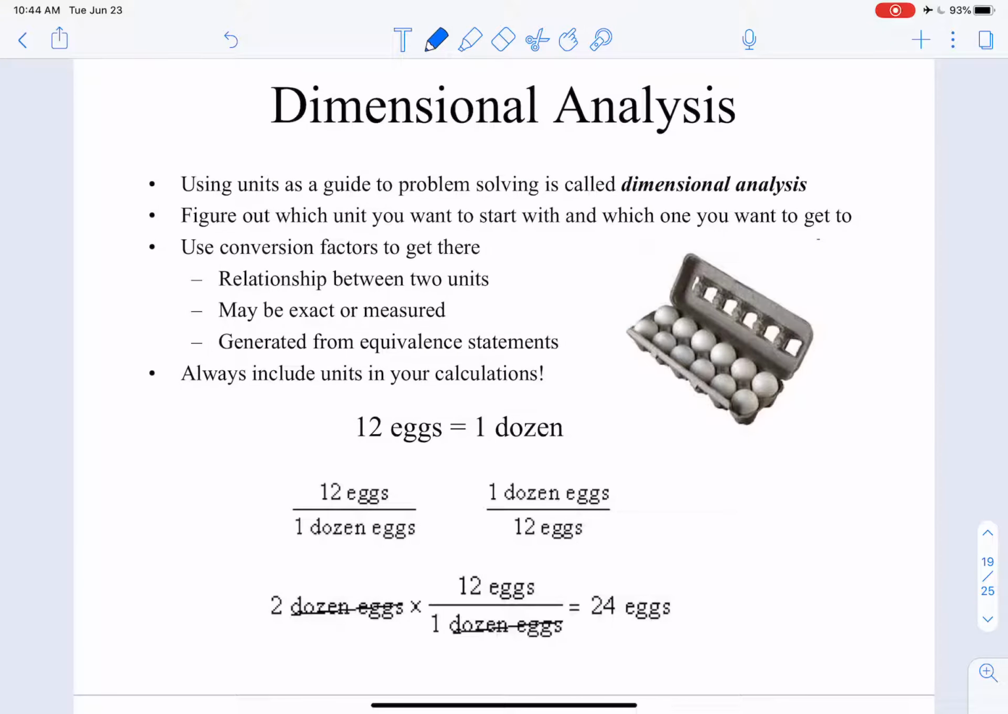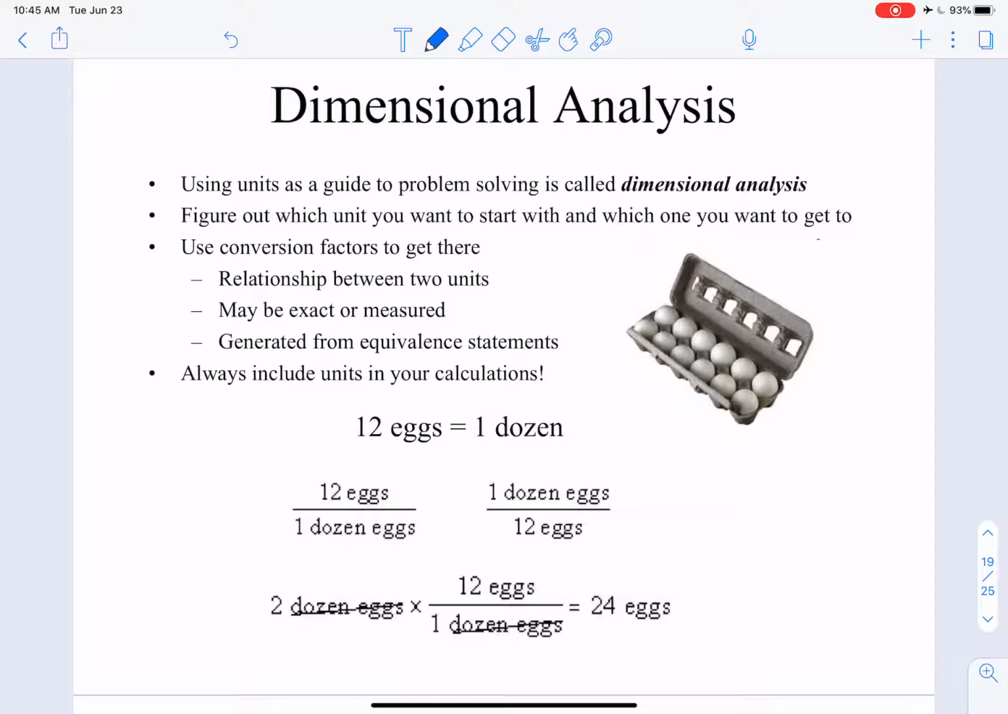So dimensional analysis means using units to guide you through a problem to get to the answer in the unit that you need it to be in. So say you start with kilometers, but you need micrometers. So we will use dimensional analysis to get us there. And we're going to figure out which unit we want to start with and which one we need to get to. And we're going to use relationships between the two units. And we just went over the relationship between units to guide us to our answer.